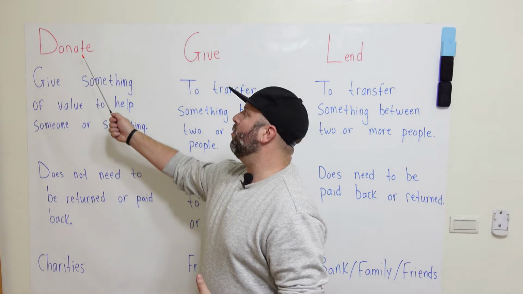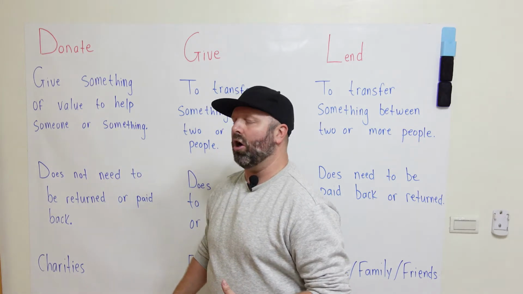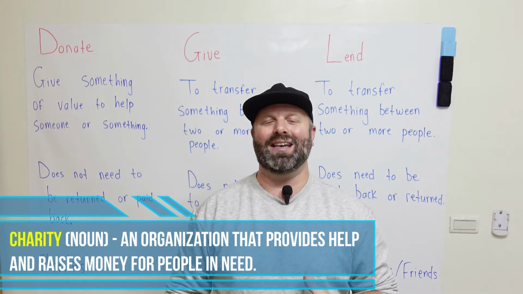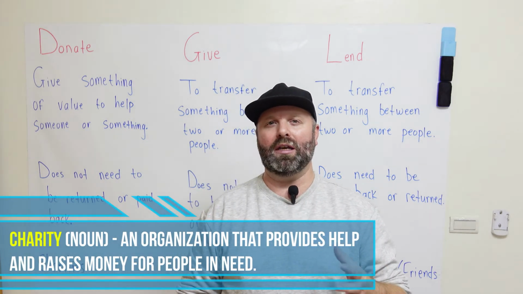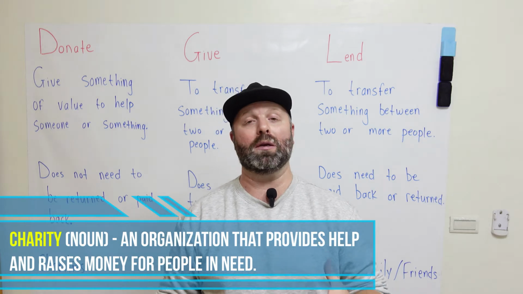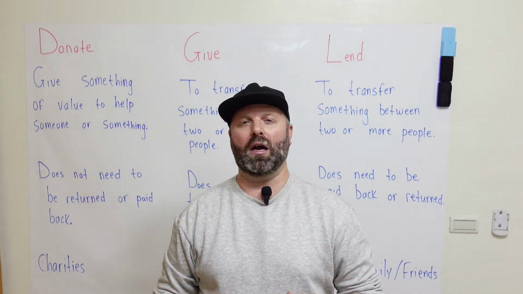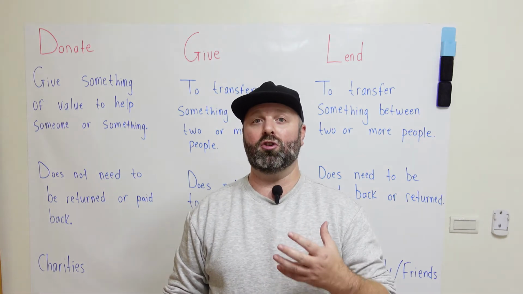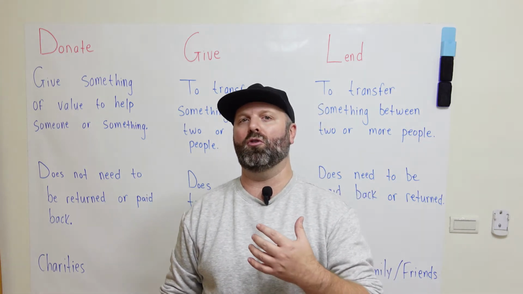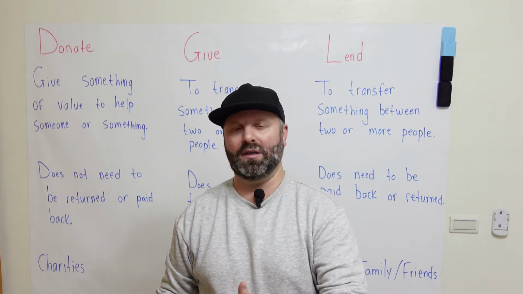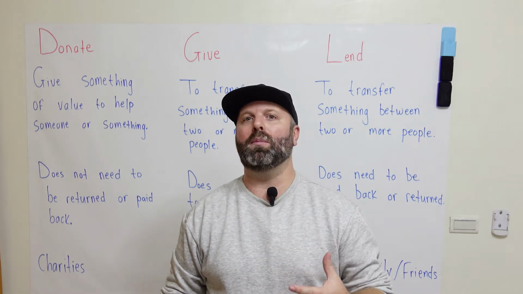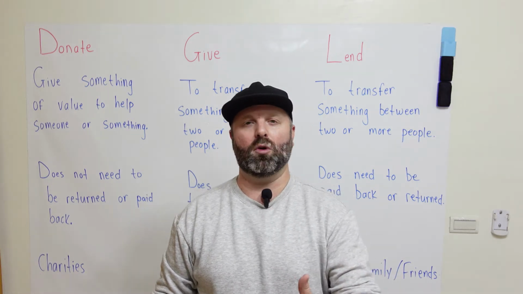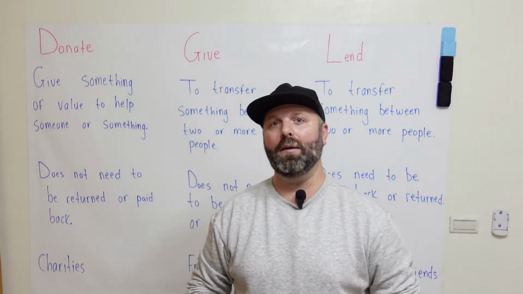So, you know, when we talk about donate, usually we're talking about charities. Charities are organizations that help people in need. So, for example, Greenpeace or the Red Cross. These are examples of charities that people might donate to, okay? Because they want to help the environment. That's what Greenpeace does. Or, you know, help people who have been in a natural disaster, such as an earthquake. That's what the Red Cross does, okay?